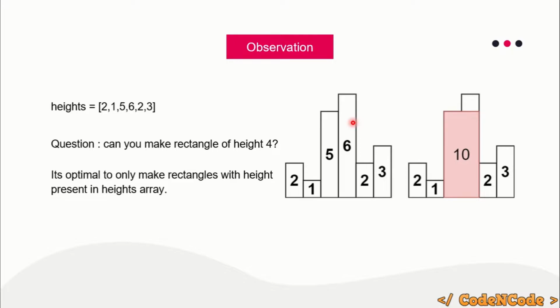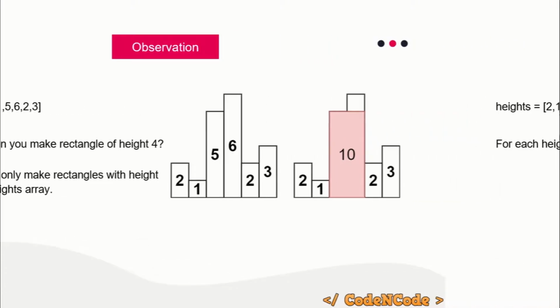You can clearly see it is only optimal to make rectangles with heights which are already present in the height array. If you cut out the rest of the part, you are making it smaller than what you could have already achieved. So it is always optimal to make rectangles with heights that are already present in the height array. Make sure that you understand this observation and this point clearly before moving on further.